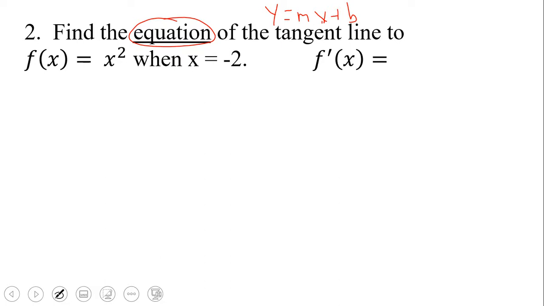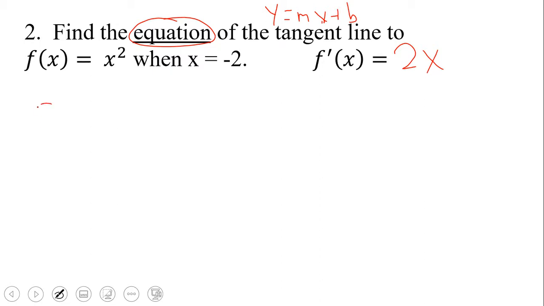So find the equation of the tangent line to x squared when x equals -2. So again, tangent line means derivative. So start by finding the derivative of x squared, which you bring down the 2, x to the 1 less power, which would simply be 2x. If you remember back to your Algebra 1 days, in order to find the equation of a line, all you need is a point and a slope.